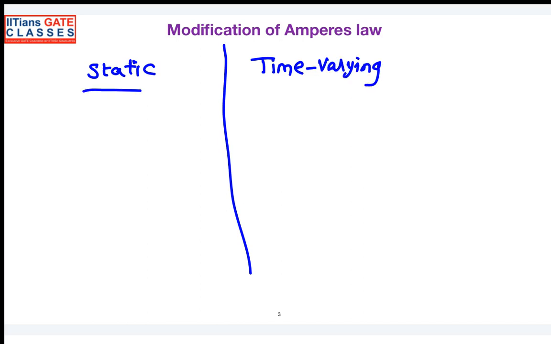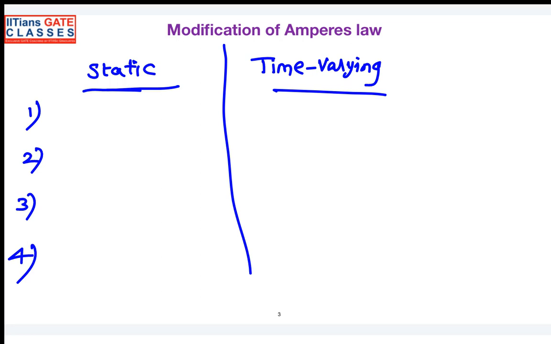So can you tell me one by one, what are the Maxwell's equations in static fields? Four Maxwell's equations. Anybody? You can switch on your microphone and tell me.